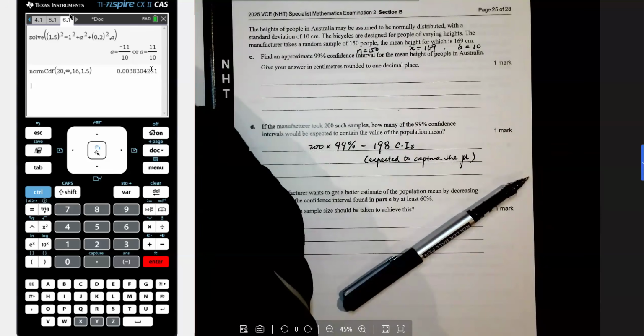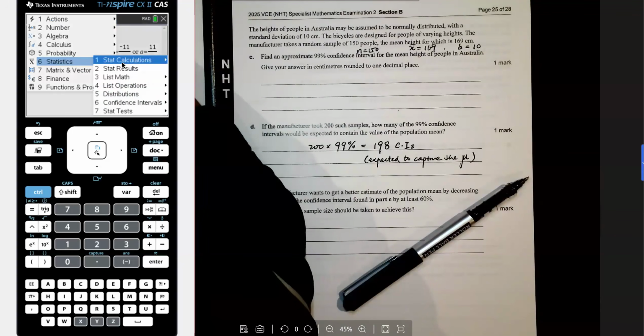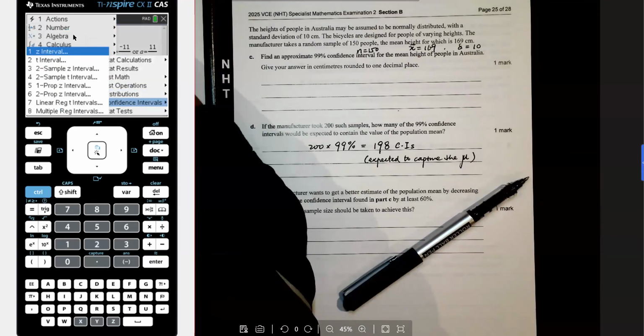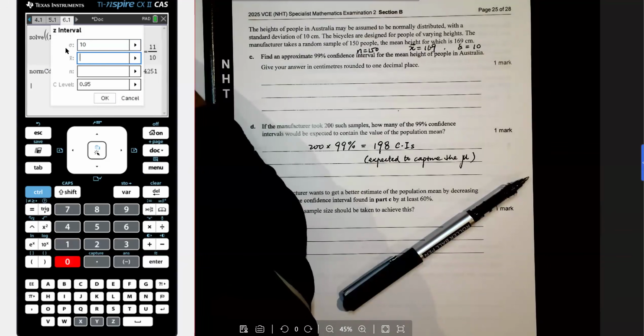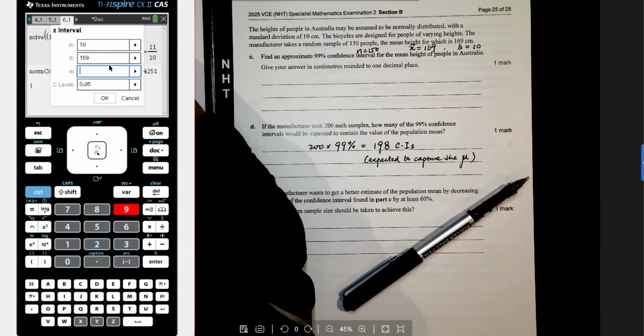And let's do part C. Confidence intervals, Z interval, stats. Okay, sigma is 10, this is 169. Really? Is that the mean height in Australia, like 169? Okay, right. I suppose it should be 170-something. Anyway, this is just my feeling. 150, 0.99. Well, thinking about myself, I'm definitely an outlier because I'm 192 centimeters tall.